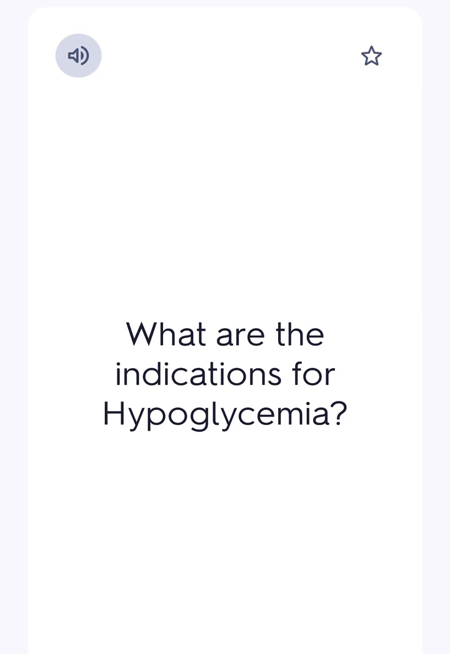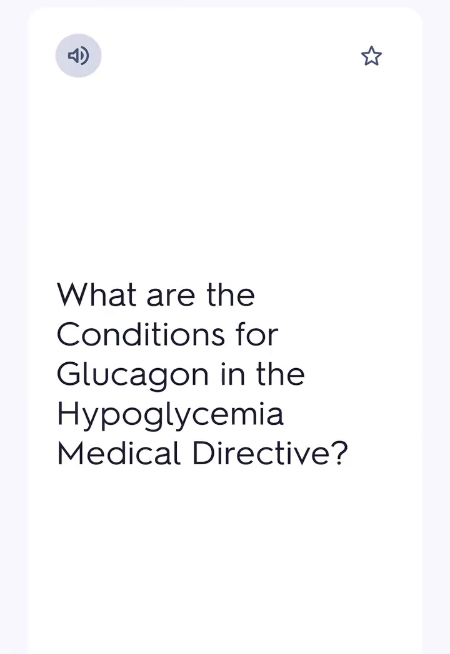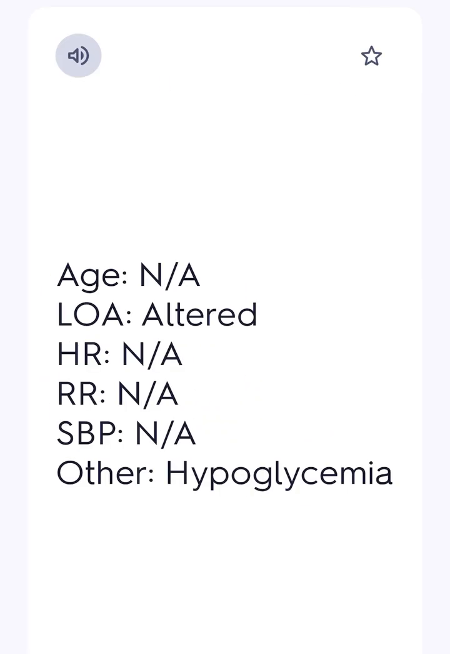What are the indications for hypoglycemia? Agitation, or altered LOC, or seizure, or symptoms of stroke. What are the conditions for glucagon in the hypoglycemia medical directive? Age, n/a. LOC, altered. HR, n/a. RR, n/a. SBP, n/a. Other, hypoglycemia.